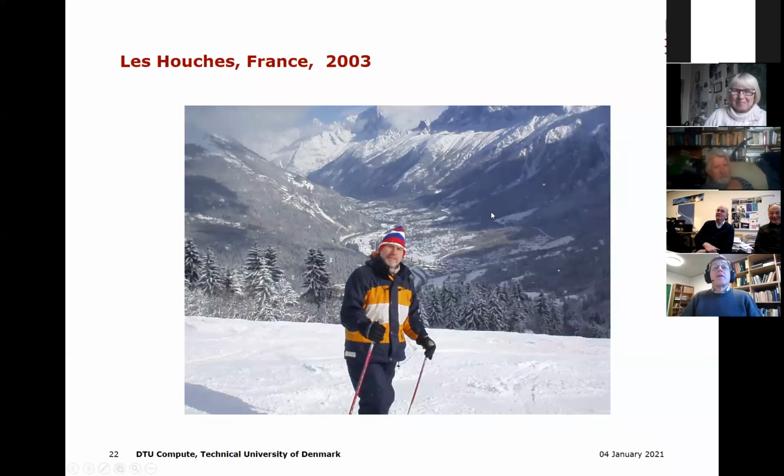This is Yuri in Les Choux in France in 2003. There was a conference there, a skiing conference, which we participated in. And let me just mention, Yuri was not only good in physics and mathematics, he was also a very clever skier, I may say. I was very surprised when we went out skiing here in the afternoons. So skiing sport is also one of the sports we have to add to the skills of Yuri.